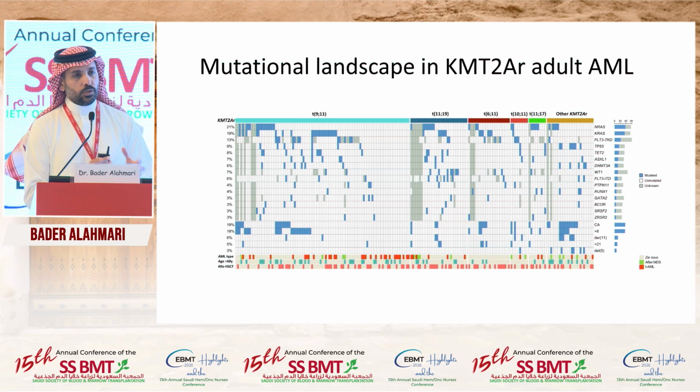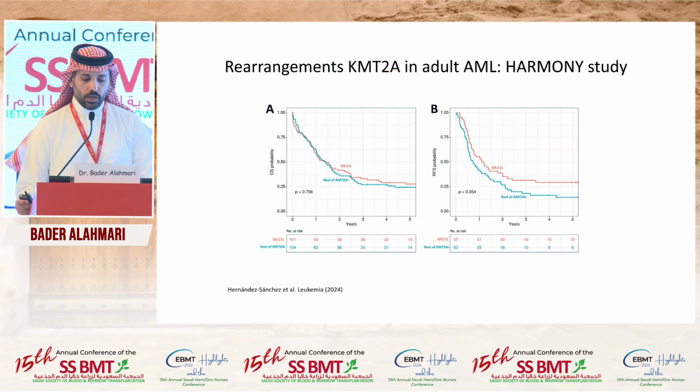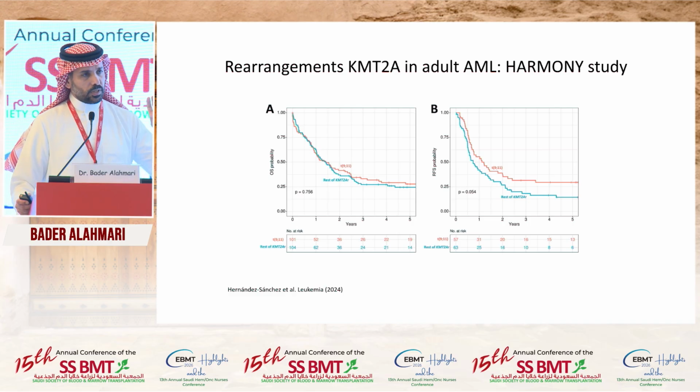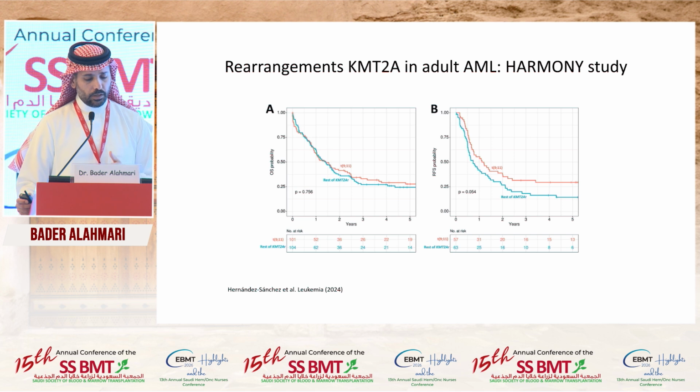And even within KMT2 itself, the co-mutation plays a major role. If there is TP53 or NRAS mutation, this was associated with worse outcome in combination with KMT2. You can see here that KMT2 rearrangement is associated with poor outcome, even in the upfront setting. Specifically for this data, which is something new, there was actually no difference between 9/11 translocation versus others.